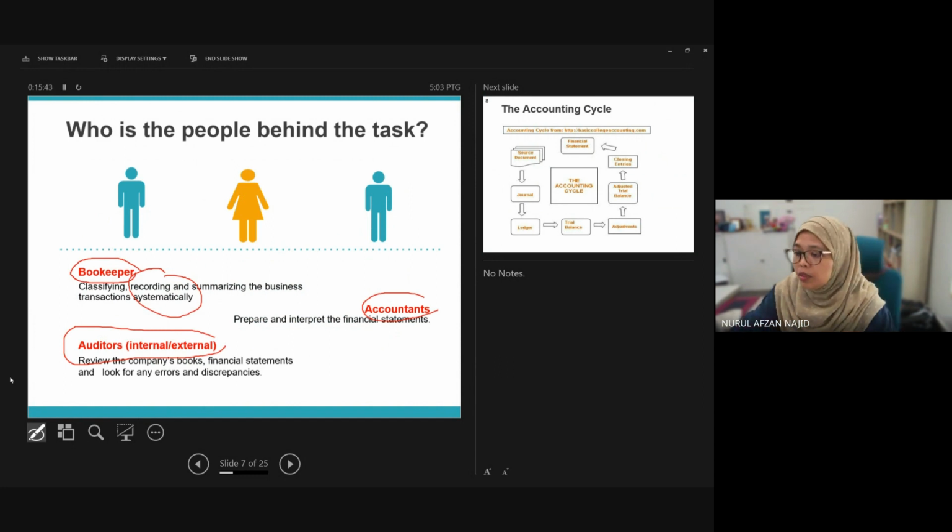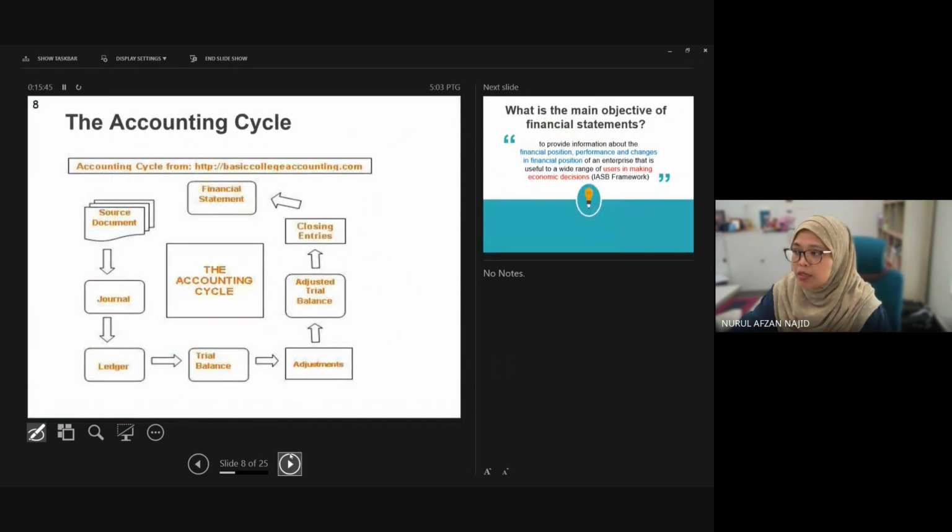Right. So next kita pergi kepada subtopik yang seterusnya, iaitu accounting cycle. Accounting cycle ini basically is the process that involve in the preparation of the financial statement. So bila kita nak prepare financial statement ni, kita perlu ada source document. Okay, first thing first, of course lah, business transaction.